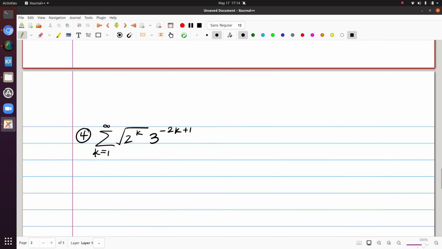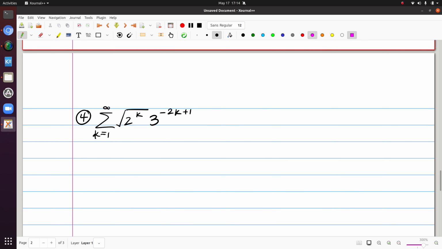And then finally, this last one here, it looks complicated, but it makes me think that perhaps it is geometric. And what we've started to see is that there might be a little bit of work required to figure out what r is. So let's work on that first. So we've got square root of 2 to the k times 3 to the minus 2k plus 1. So first of all, notice that the square root of 2 to the k is the same thing as 2 to the k raised to the 1/2. And we can break up this 3 part as 3 to the minus 2k times 3 to the 1st.